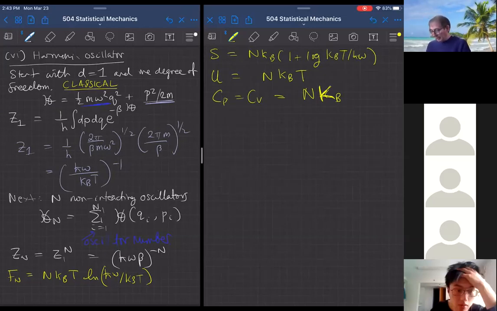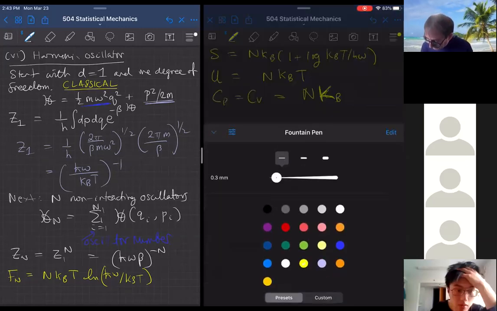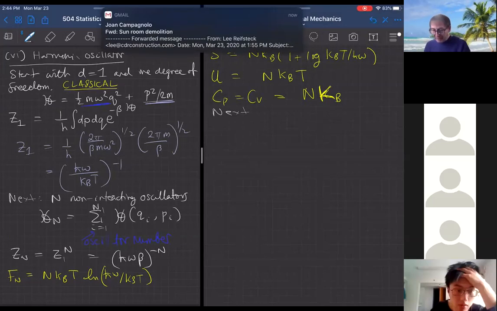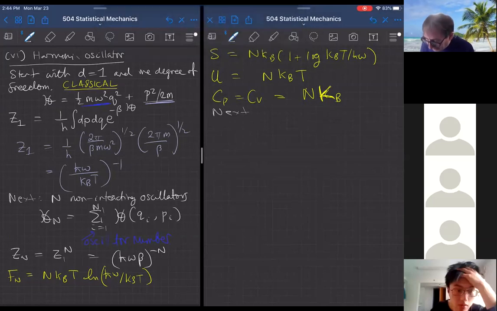Okay, so now let's do it quantum mechanically. Wherever there's a smudge, it makes it difficult to write.